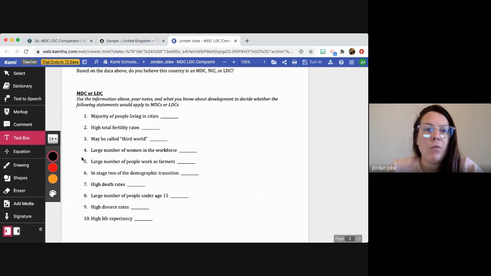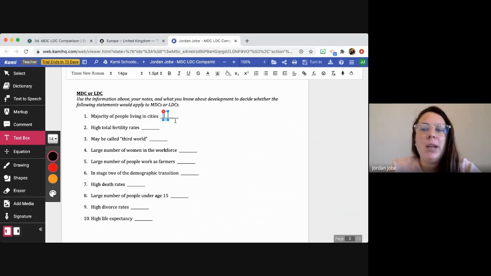So we are looking at countries that are MDCs or LDCs. The majority of people live in cities. Is that a more developed country or a less developed country? An MDC, right? A more developed country. A country that has a high total fertility rate, so lots of babies are being born. Is that an MDC or an LDC? LDC. Absolutely.